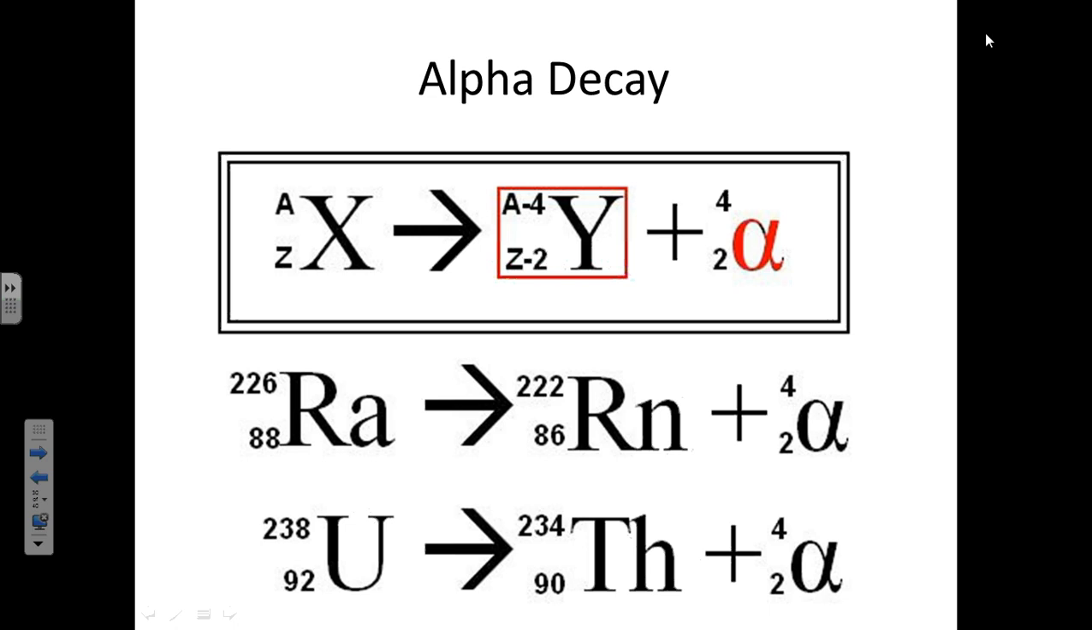So what's left of radium after alpha decay is, what is that? Radon, right? Radon gas. This is kind of dangerous because why?